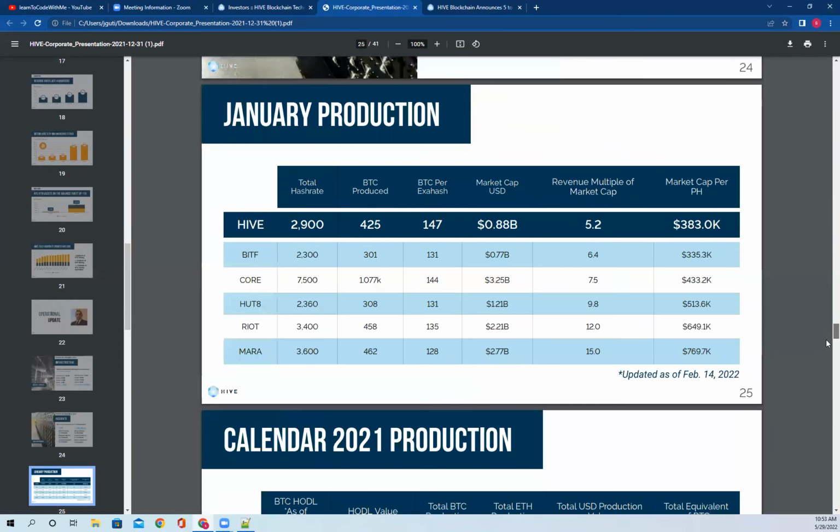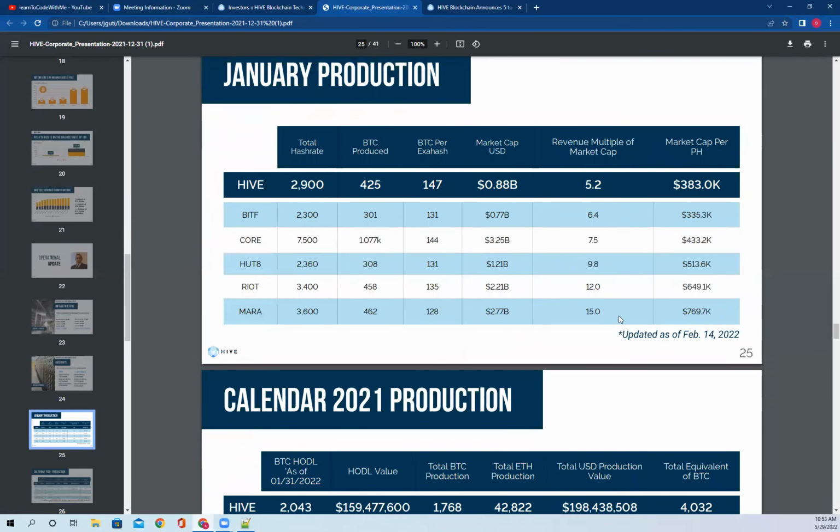But I want to focus on slide 25. There we go. If we take a look at slide 25, January production is 425 Bitcoin produced. So this is Bitcoin equivalent. So that means on top of their, I would say like 230, 250 Bitcoin exclusively that they mined, there's also another probably 200 Bitcoin equivalent from Ethereum. So that's how they get to the total of 425 Bitcoin equivalents produced. So I think they might have left out that word, but that should be Bitcoin equivalents.